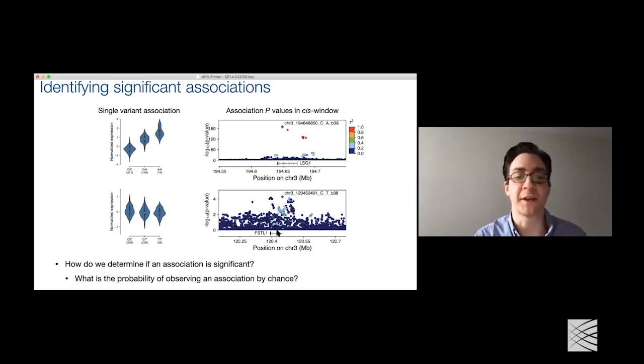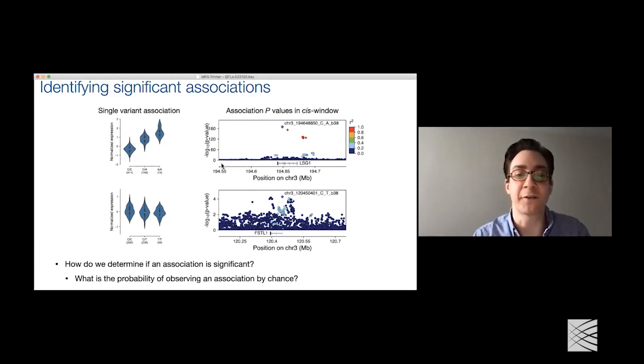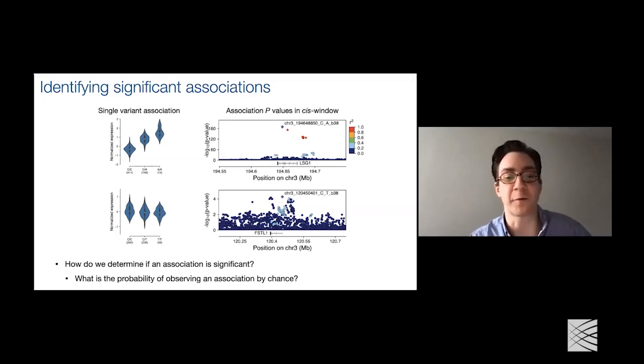The second example I'm showing here is much weaker. There's a slight trend towards lower expression levels as a function of genotype, and this is also much more ambiguous in this locus visualization. And so the goal of all these analyses is identifying which of these signals are significant. In the top case, the association p-value is so strong that it will survive any genome-wide multiple hypothesis correction, but cases like the signal at the bottom here are much trickier. So how do we come up with a robust framework to determine the significance levels of any of these associations?